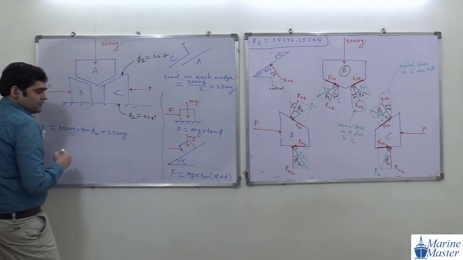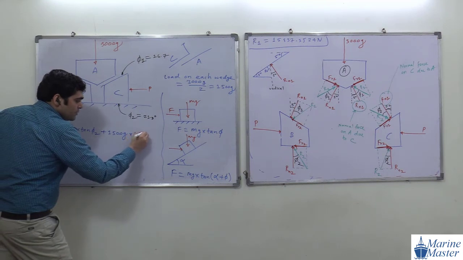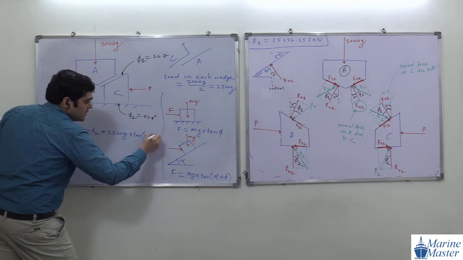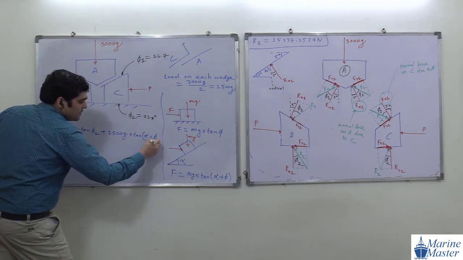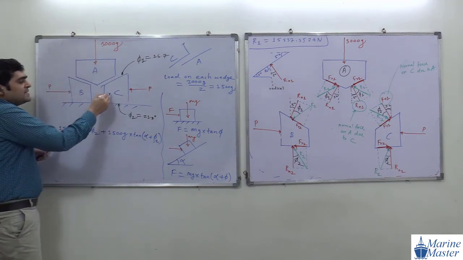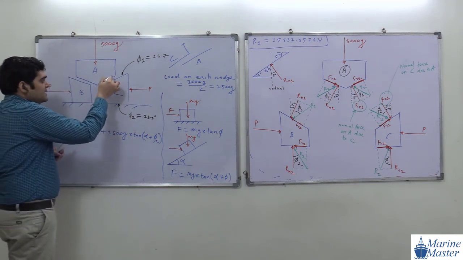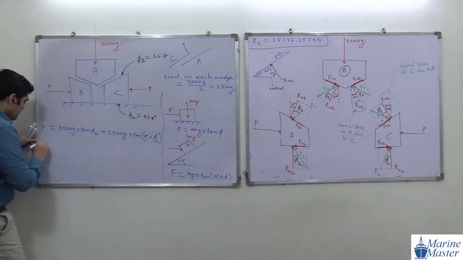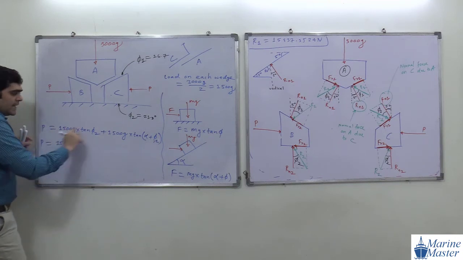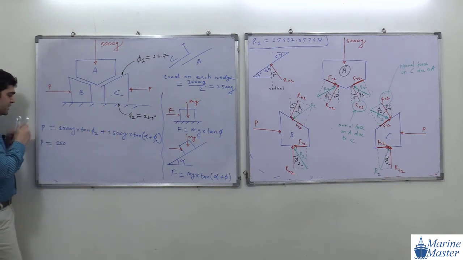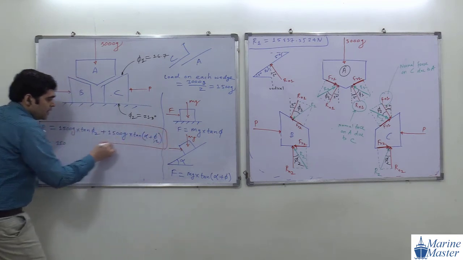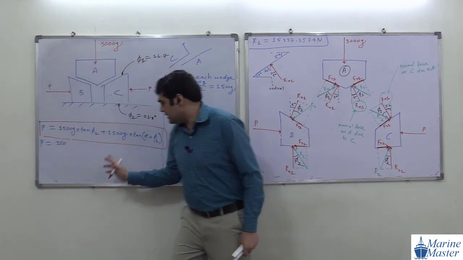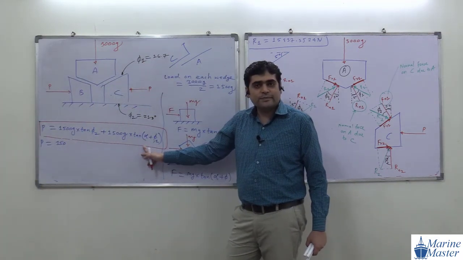1500 g into tan of how much here? Alpha plus phi 1. Okay, so here mass C is moving on the horizontal plane and going up on the inclined plane. That is the scenario here. So P will be equal to 1500 g tan(alpha + phi 1). Guys, any doubt in this expression? Everyone, observe this expression. This is a shortcut way to find the solution of this question. Anyone have any doubt in this expression?